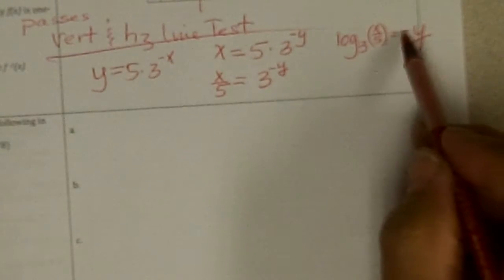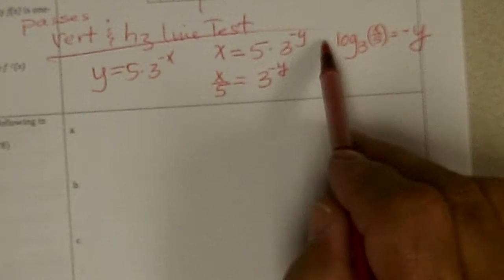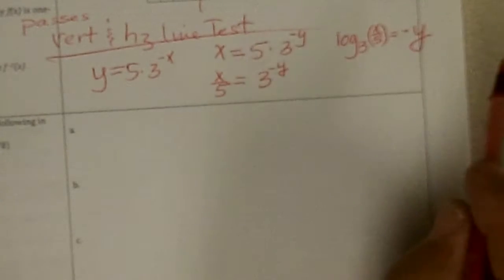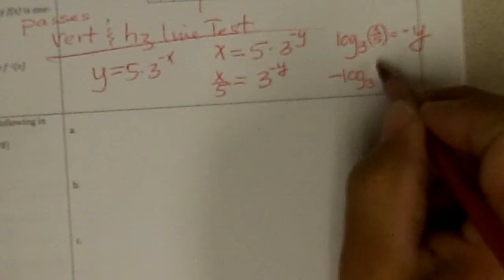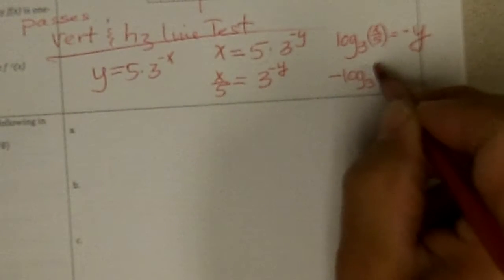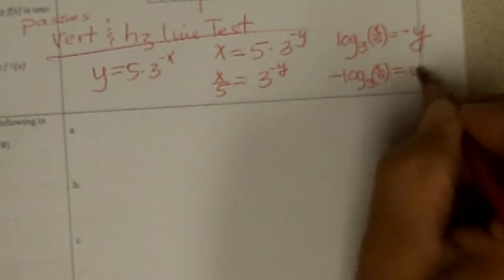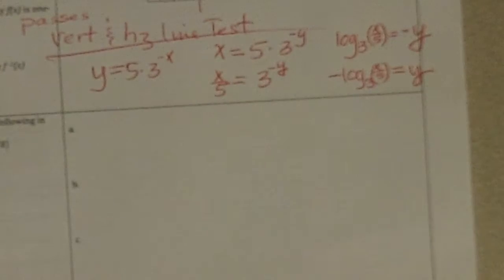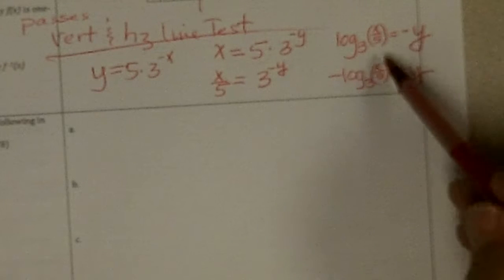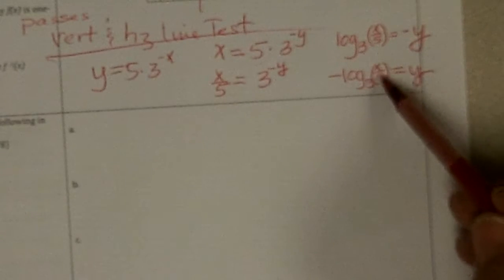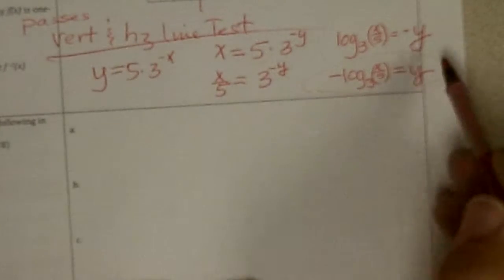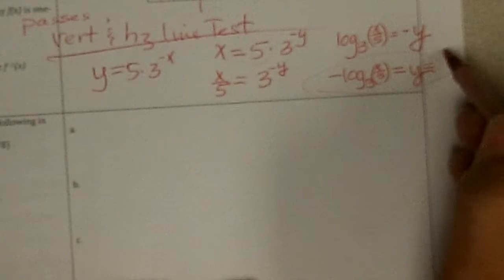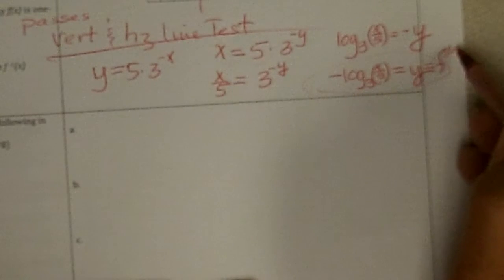And then to finish solving for Y, we would divide both sides or multiply both sides by negative 1, and we get negative log base 3 of X over 5 equals Y. Now I could use the quotient rule here to break this up into two things if I wanted. This is good enough for the inverse. This is what F inverse of X is.